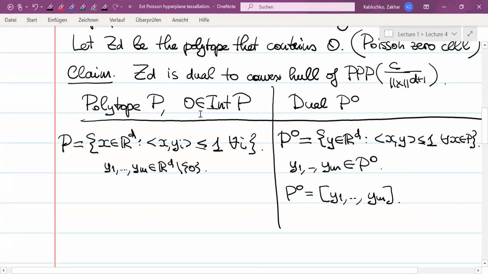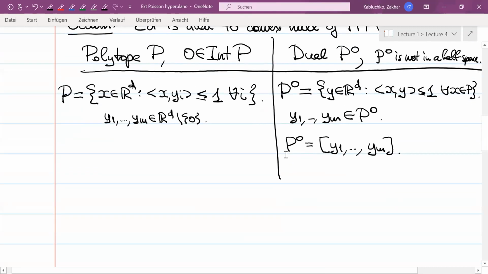One has also to ask what is now the dual of the condition of this. So 0 is in the interior. What is the dual of that? As far as I understand, it is that P dual is not contained in a half space. Because if it would be, then something would go wrong. One has to think about it.